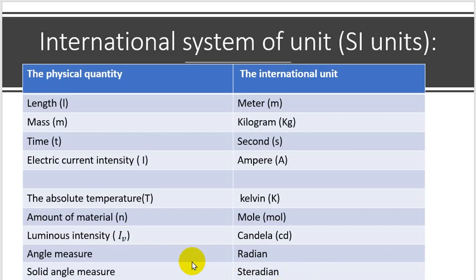All other international system units can be derived from these fundamental base units. For example, the measuring unit of volume is meter cubed, which is a derived unit from the measuring unit of length, meter. Okay? All units of other systems can be converted into the international system.